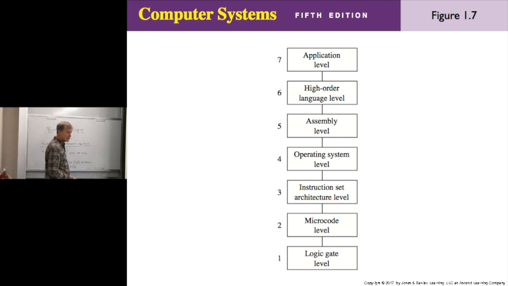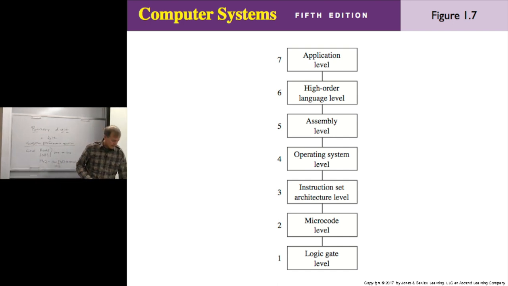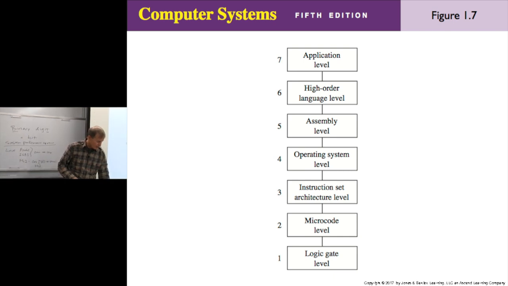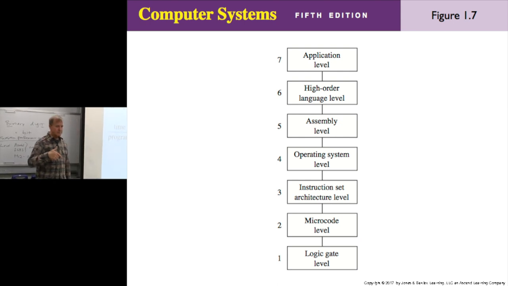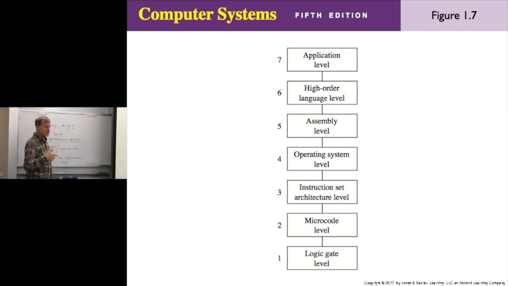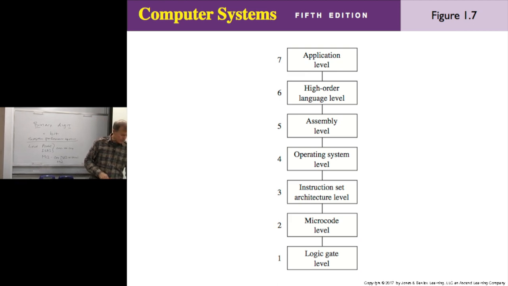So I want to end by doing an example of how you can use this system performance equation to compute the execution time for a program. And it's all based on, this is an application of levels of abstraction of a computer system. All right? So here's how it's going to work. Here's how we're going to do an example.